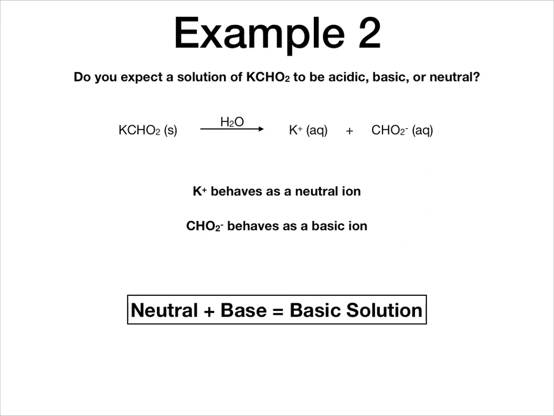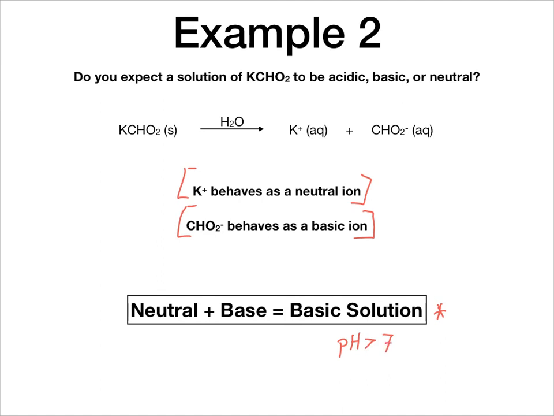So what we get in summary is that the potassium behaves as a neutral ion, the formate behaves as a basic ion. A neutral plus a base is going to create an overall solution that is basic. And so the pH is greater than 7.